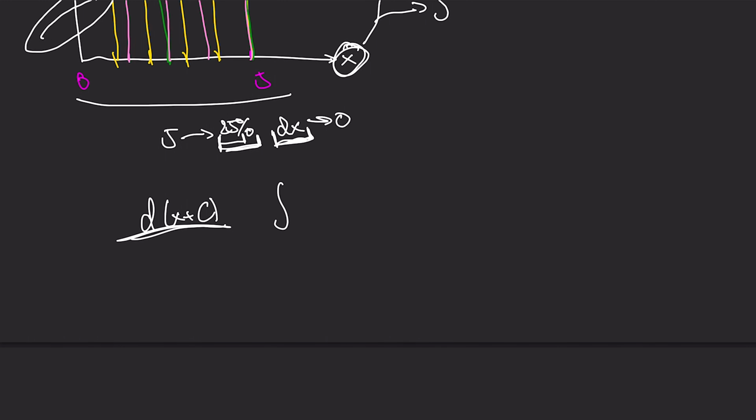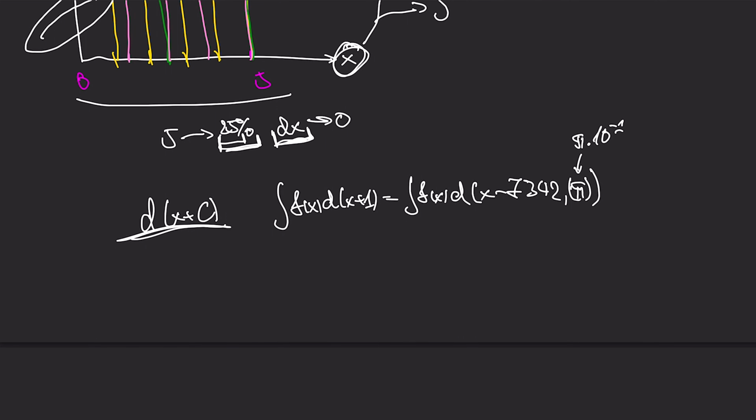It's the same no matter if you were to do f of x dx plus 1 or f of x dx minus 7,342 comma pi. Yeah, it just doesn't matter. You know, pi times 10 to the power of 2. Whatever. That's not important. It's the same. And it doesn't matter. No change whatsoever. That's addition. That's simple. Then we head to option number 2.